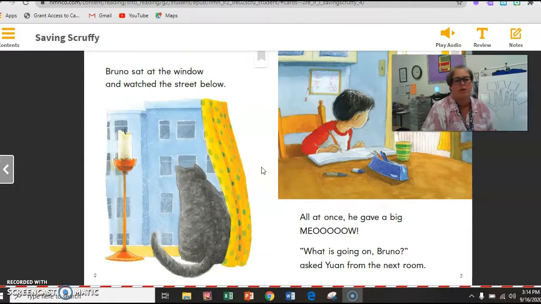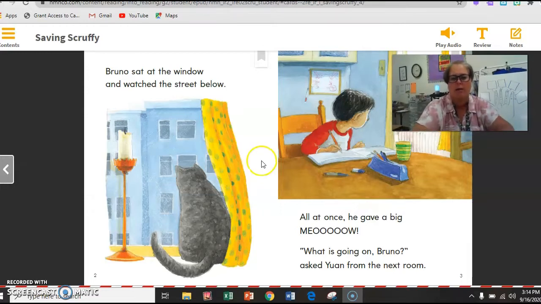Bruno sat at the window and watched the street below. All at once he gave a big meow. "What is going on, Bruno?" asked Yuan from the next room.